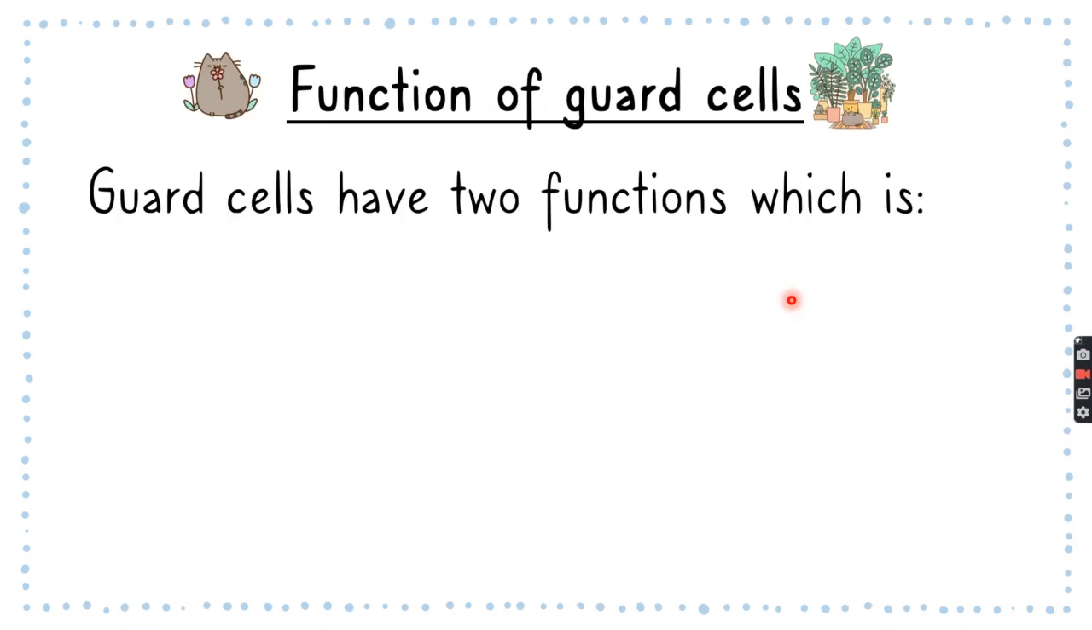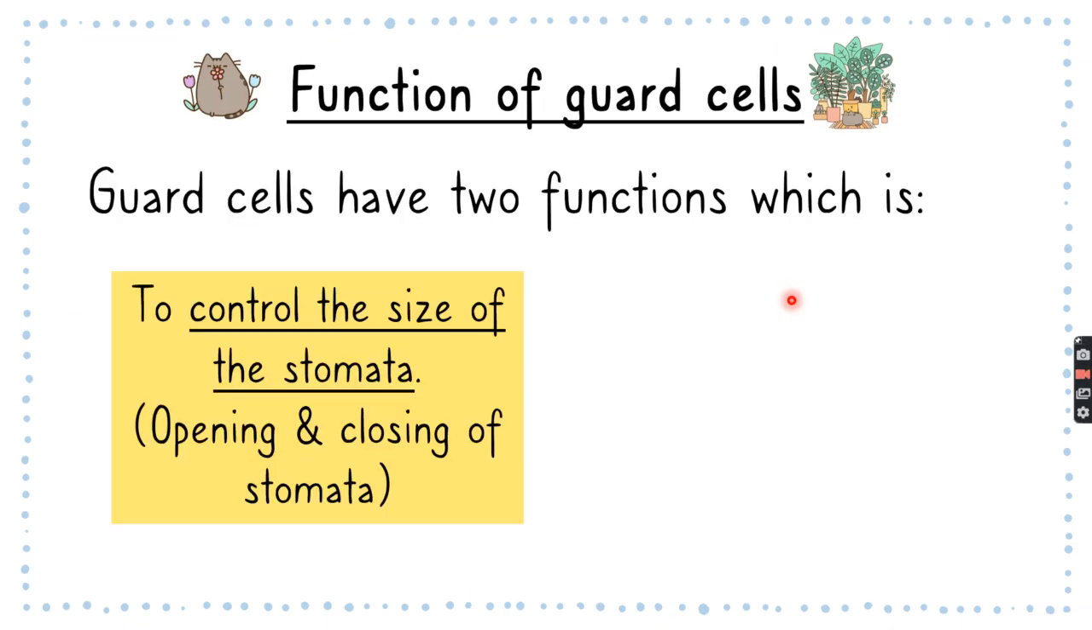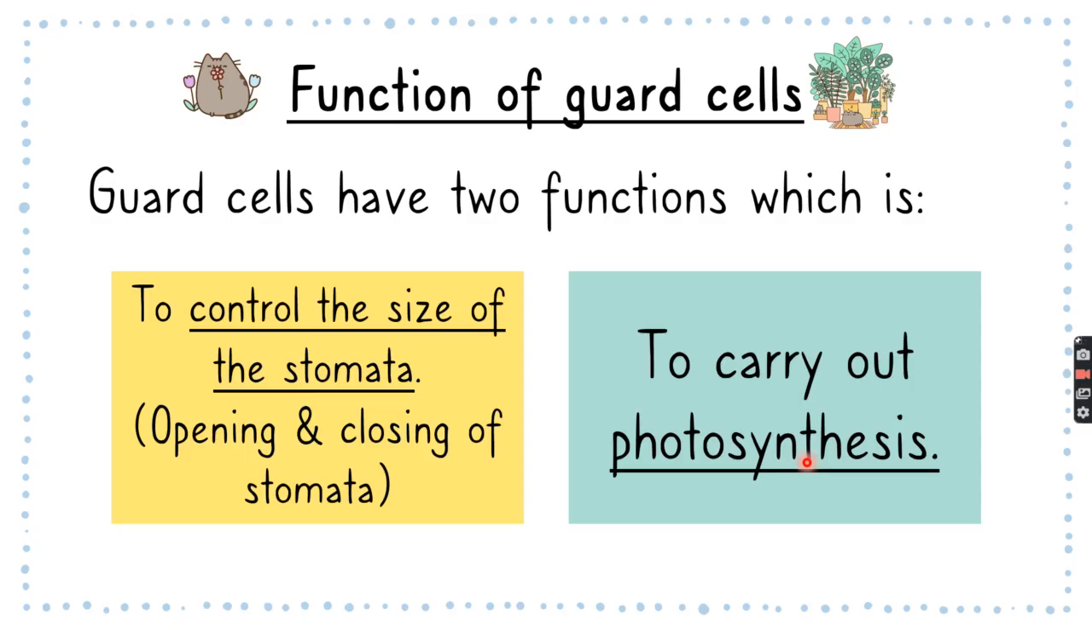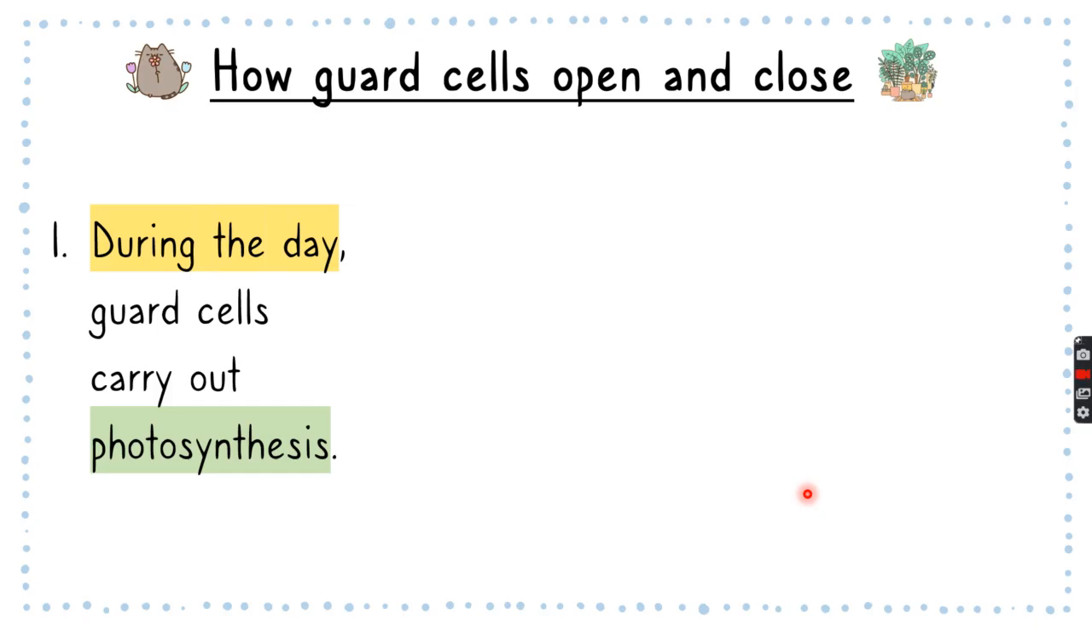So what are the functions of the guard cells? There are two main functions. The first one is to control the size of the stomata, which is the opening and closing of them. And secondly is to carry out photosynthesis. They do have chloroplasts for that reason. Okay, so how do guard cells open and close?